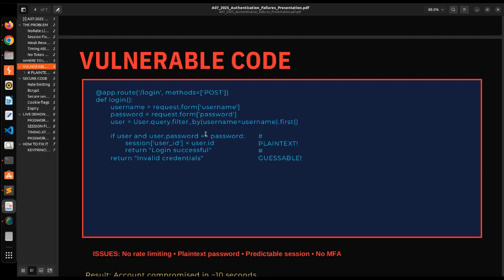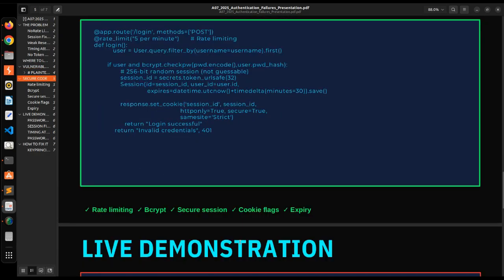And fourth, the session ID is just the user ID. I can change the session to any number and become any user. Fifth, there is no MFA, no secondary authentication at all. So this endpoint would be completely compromised in like 10 minutes. Now here's what secure looks like.